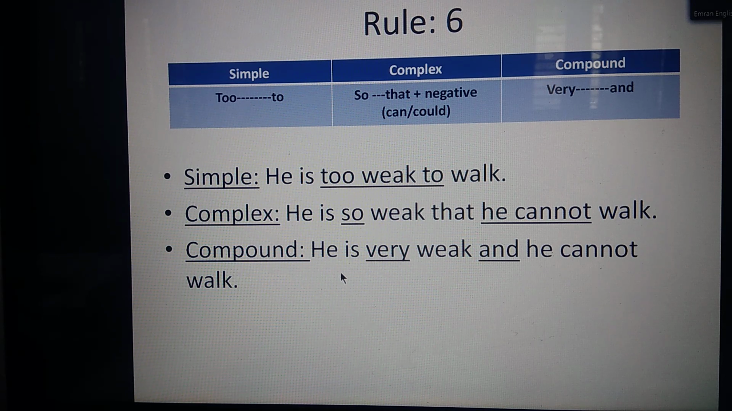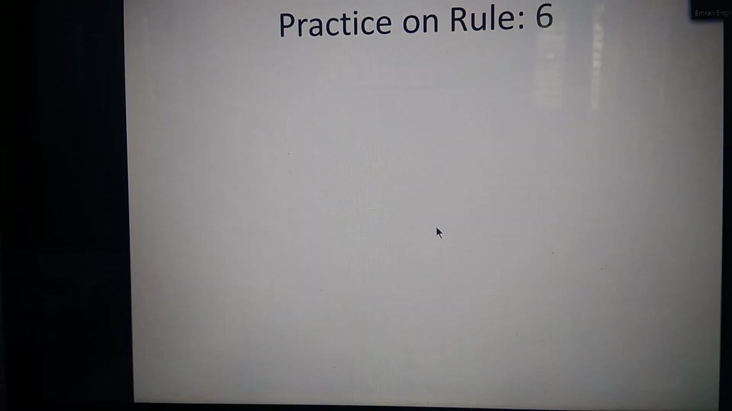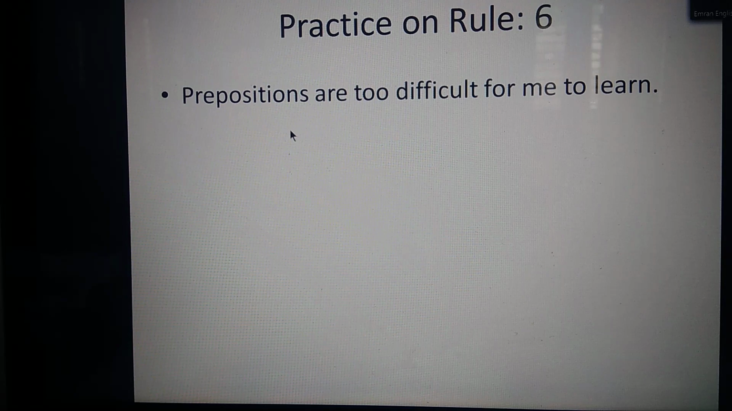This is the compound one. There is one point to be mentioned here: in some places we have different subjects in both the clauses. In that case, we'll have to imagine the subject from the context of the sentence. Say, like in the practice on rule 6, prepositions are too difficult for me to learn. In this case, the imagined subject is already given here, which is me in this sentence. So it will be me, changed to I. So if we try to make this sentence complex, we need to use the subject I.